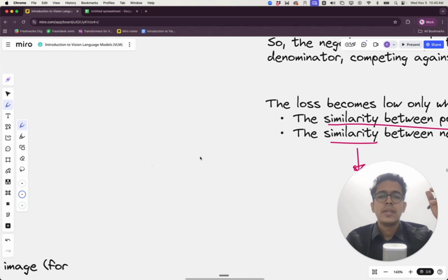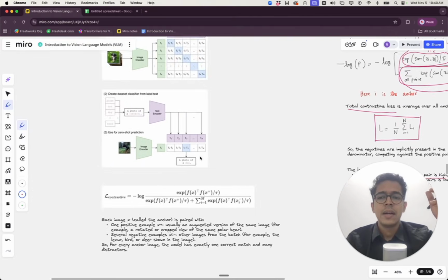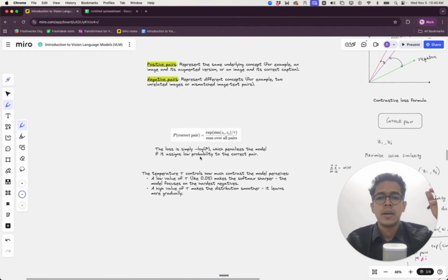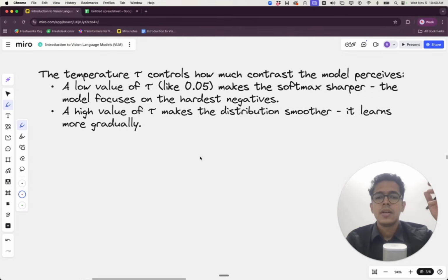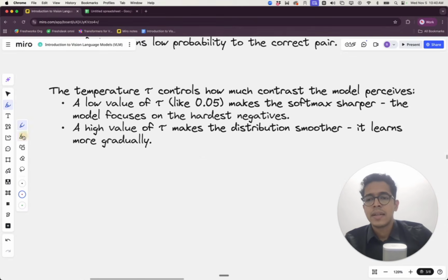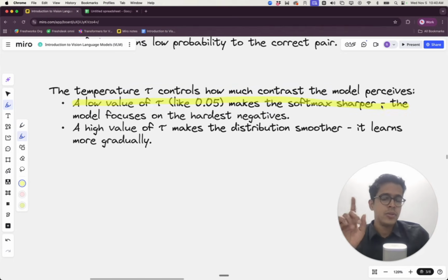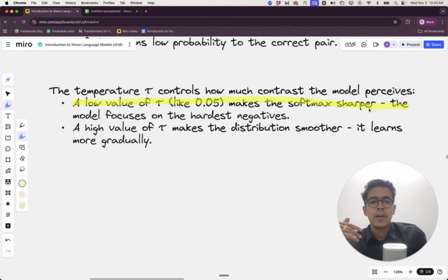So now this is exactly what is done in CLIP. So now let's move on to CLIP. This we have already discussed. I just want to highlight one sentence: a low value of tau makes softmax sharper. This you saw. The lower we went, softmax became sharper and sharper. Loss became more and more contrastive. Then the model focuses on hardest negatives. You saw this because then the model was amplifying the loss for those negatives.